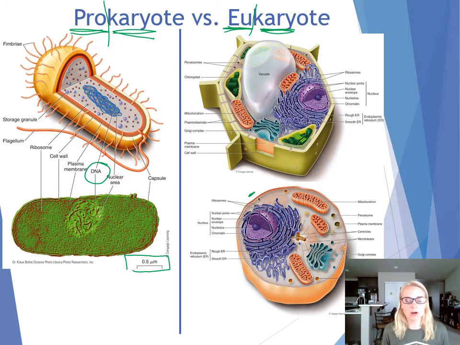And we are made up of a group of eukaryotic cells called animal cells, which is pictured here on the bottom. Plants, trees, bushes, those types of things are multicellular organisms made up of plant cells, which is there on the top picture.